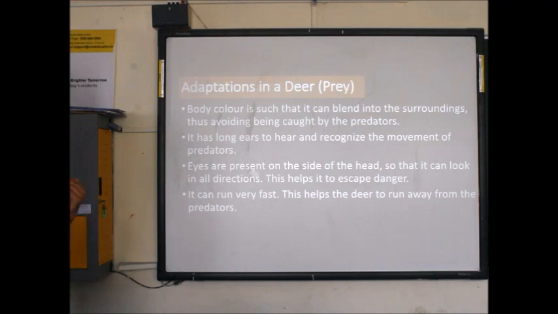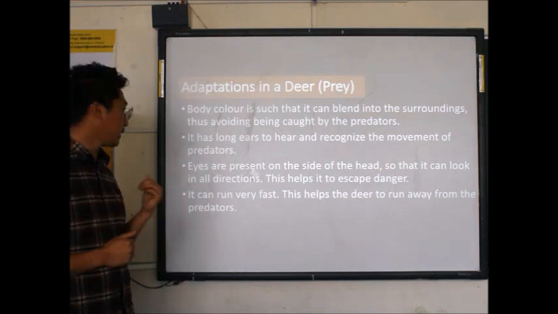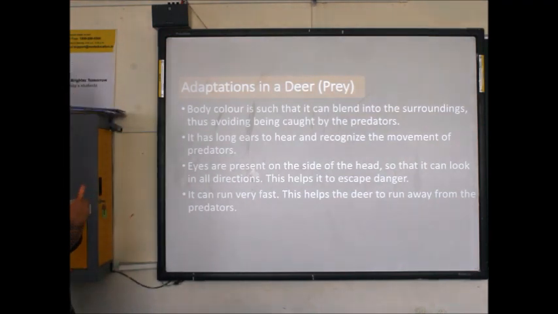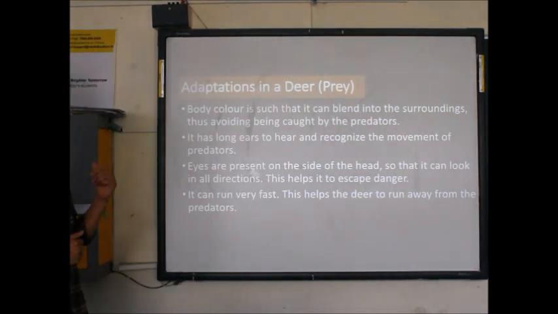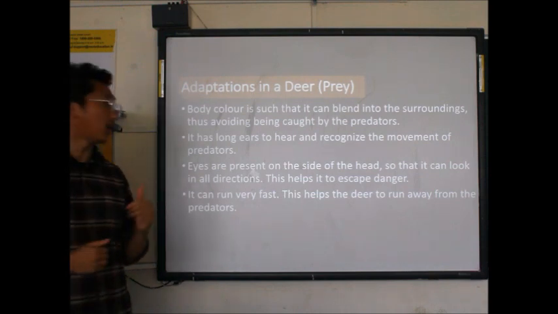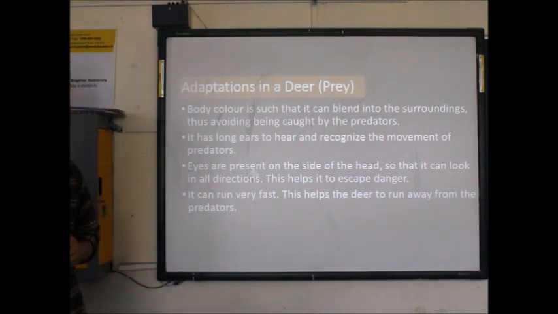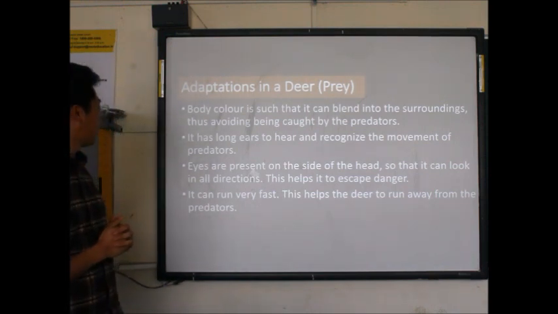Next adaptation is, it can run very fast. This helps the deer to run away from the predator. It is an important adaptation. The deer run very fast in order to escape from their predator.